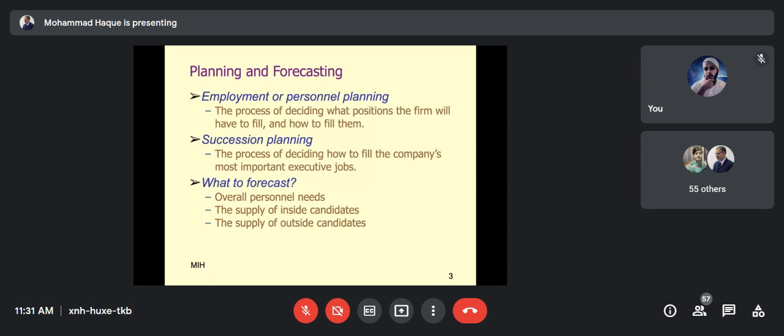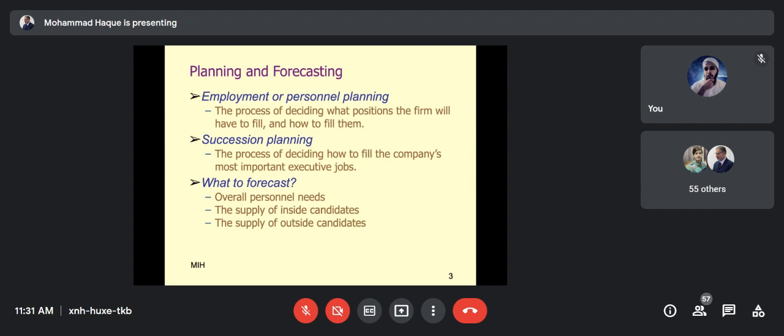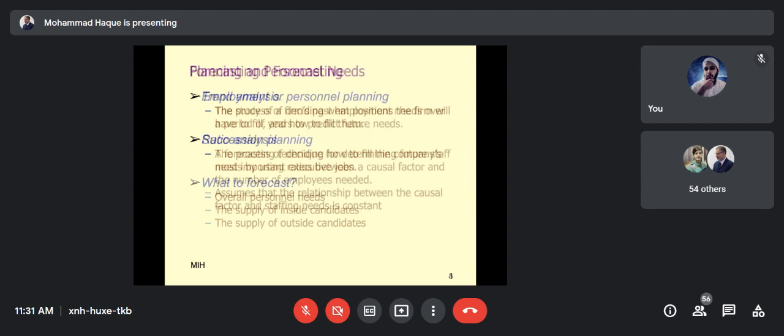Then the question is, what to forecast? We have got to forecast overall personnel needs. This is how many people we need to hire, the long-term planning that I referred to. Forecasting has to be done for the supply of inside candidates, that is, how many people are promotable. And we also have got to look at the supply of outside candidates, that is, from different sources outside the internal sources.